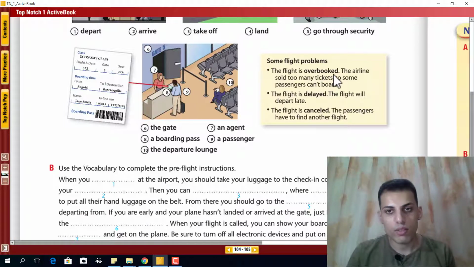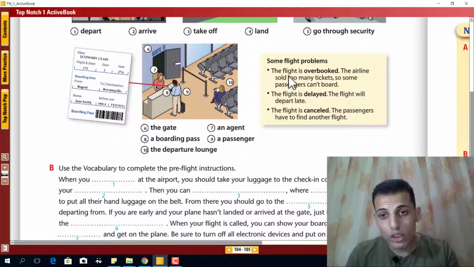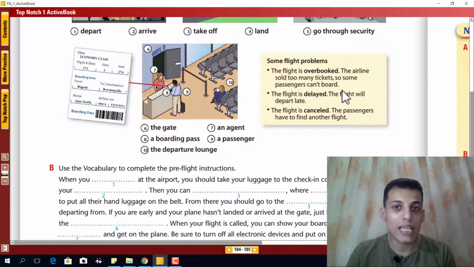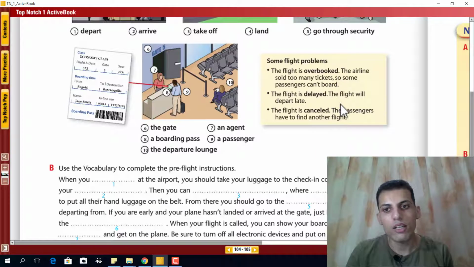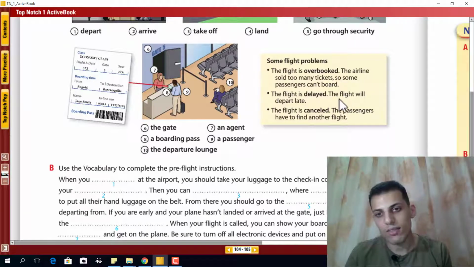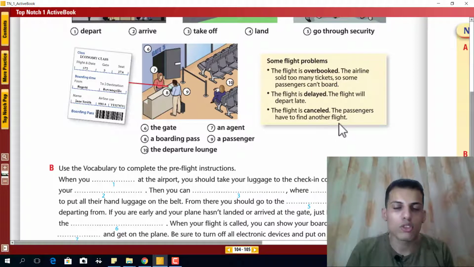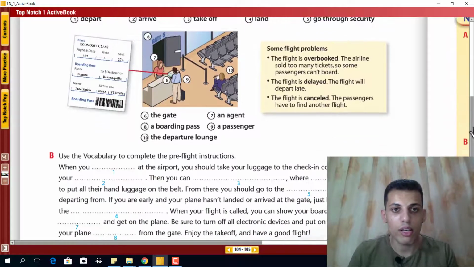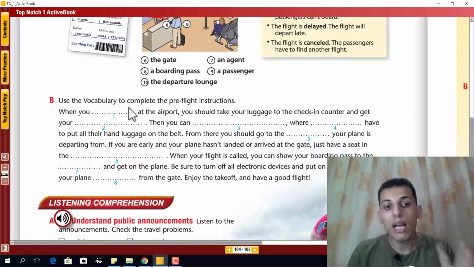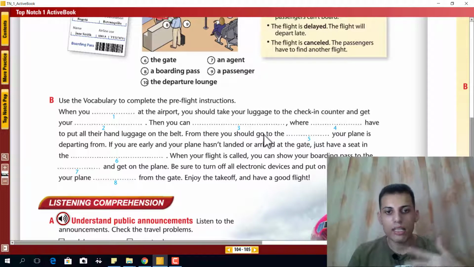The flight is overbooked يعني the airline sold too many tickets so some passengers can't board, right? يبقى خلاص يبقى هي كده اتحجزت أكتر, okay, من عددها. Overbooked. The flight is delayed. الرحلة اتأخرت, okay? So the flight will depart late, okay? So الرحلة تتأخر شوي. The flight is cancelled. اتلغت بقى. The passengers have to find another flight, okay? دي vocabs, some vocabs, okay? Just listen to the audios. طيب use the vocabulary دي أنا استخدمها دلوقتي مع announcement ده, okay?